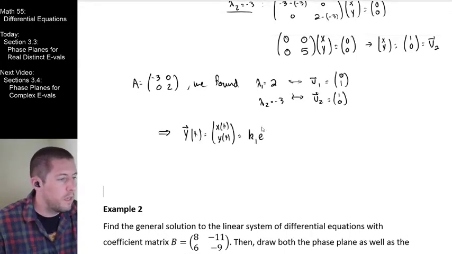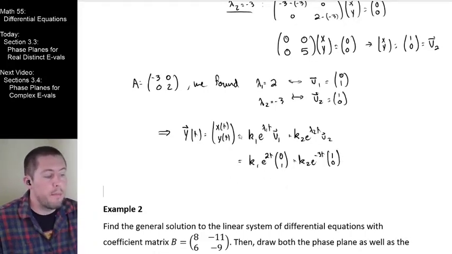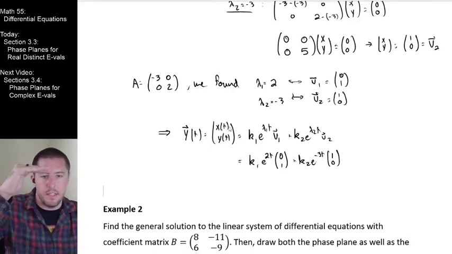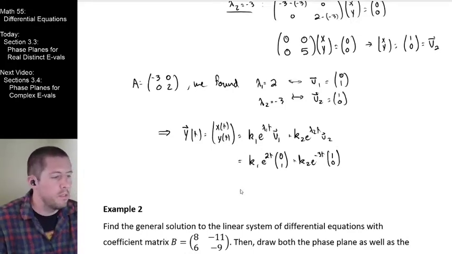k1 e to the lambda 1 t eigenvector 1 plus k2 e to the lambda 2 t eigenvector 2. And that for me is going to be k1 e to the 2t times the vector 0, 1 plus k2 e to the negative 3t times the vector 1, 0. And again, remember that this is really sort of two rows of solution, where the top part is the x solution and the bottom part is the y solution right here.